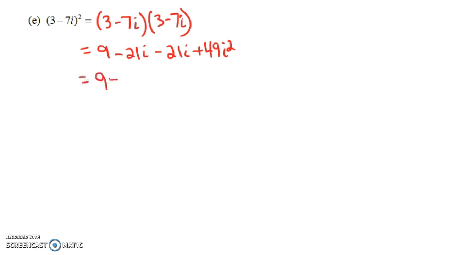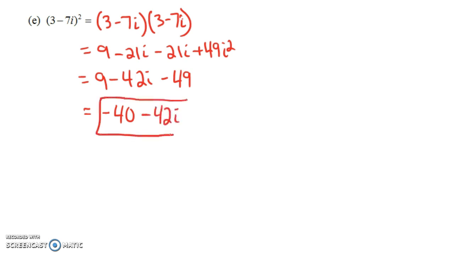Okay, so we have 9 minus, well, 21i and 21i is 42i, so 9 minus 42i, and it's going to be minus 49, because again, 49i squared is like minus 49. Because i squared is -1. Now 9 minus 49 is -40, and we still have the minus 42i. So we get -40 minus 42i, or you could write it as -40 plus a -42 times i. Okay, so that's how you add, subtract, and multiply complex numbers.